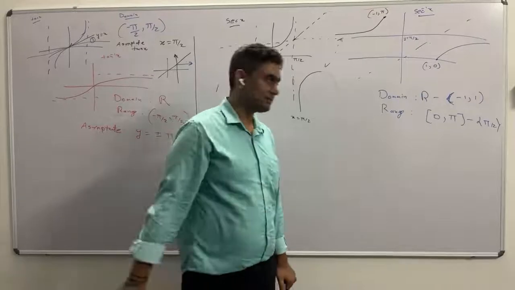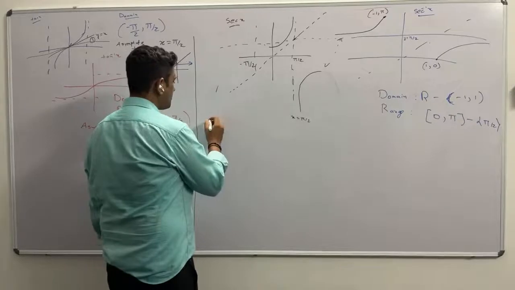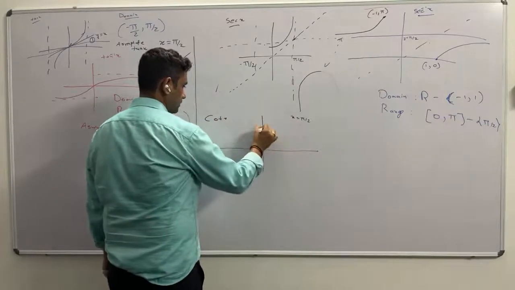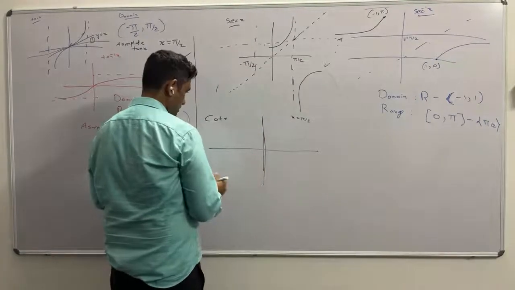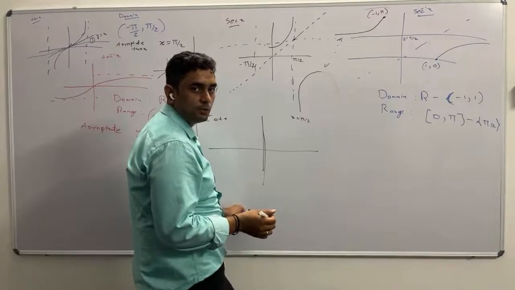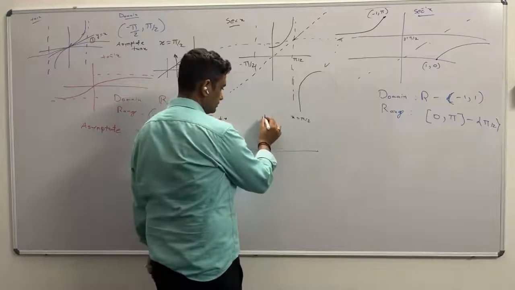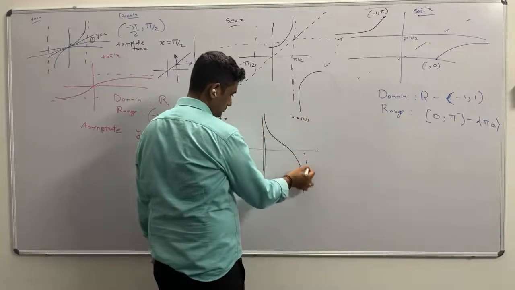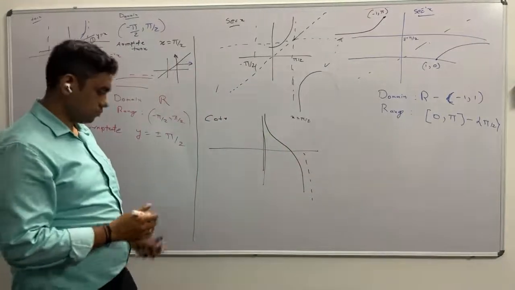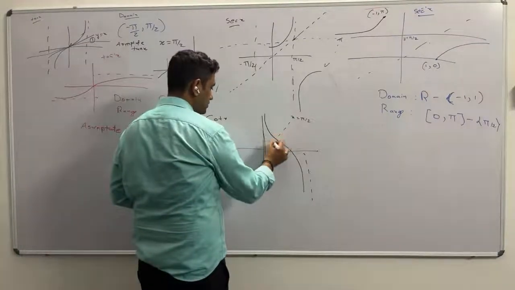Okay, cot and cot inverse. So we'll draw the graph of cot x. When we are drawing the graph of cot x, the graph will be between 0 to pi. This will be the graph of cot x between 0 to pi. Now we have to take the mirror image about the line y equal to x.